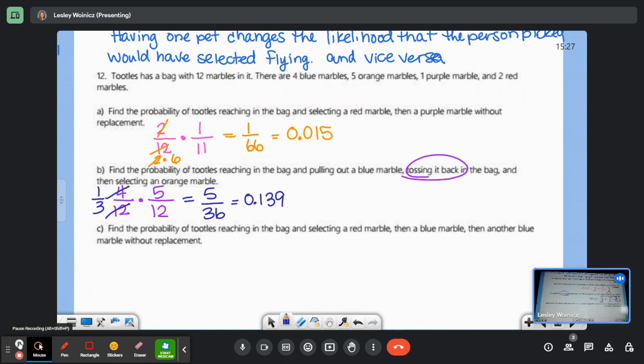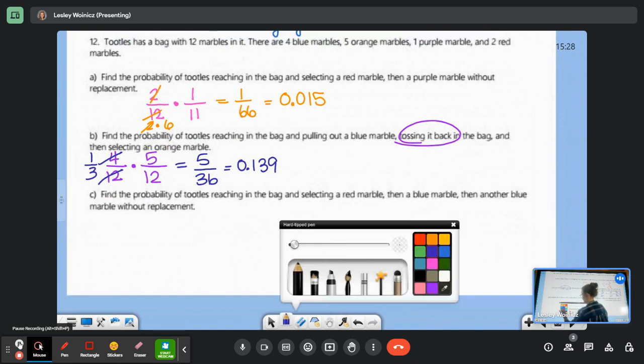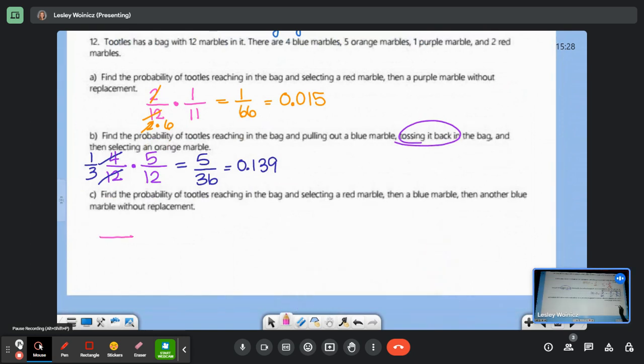Okay, find the probability of Toodles reaching in the bag and selecting a red marble, then a blue marble, and another blue marble, without putting any back. All right, I'm going to need your help on this because I can't see how many marbles there are anymore. First time he reaches in the bag, we're starting with 12 marbles. How many red? 2. And then the second time, we're down to 11 marbles. How many blue marbles? 4. Then the third time, how many marbles will be in the bag? 10. But we have to allow for the possibility that we already took one of the blue marbles out. So how many blue marbles? 3. So it goes from 4 to 3. Everybody okay with that?